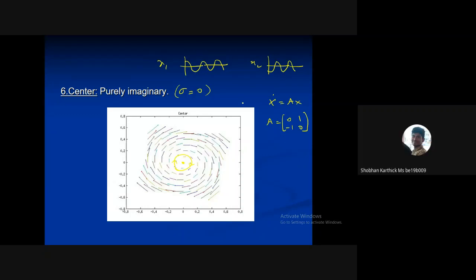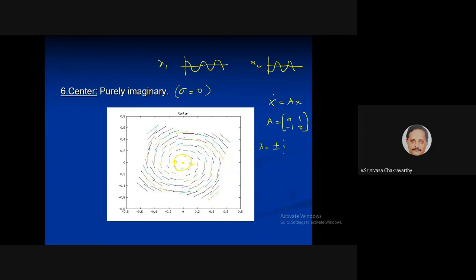Hello, anyone? Plus or minus 1? No. It's plus or minus i, iota. Very good. So lambda is equal to plus or minus i. So that's exactly what we're talking about: purely imaginary eigenvalues. Two eigenvalues, both are imaginary. But since A is a real matrix, the complex eigenvalues will be complex conjugates. So therefore, you have plus or minus i.